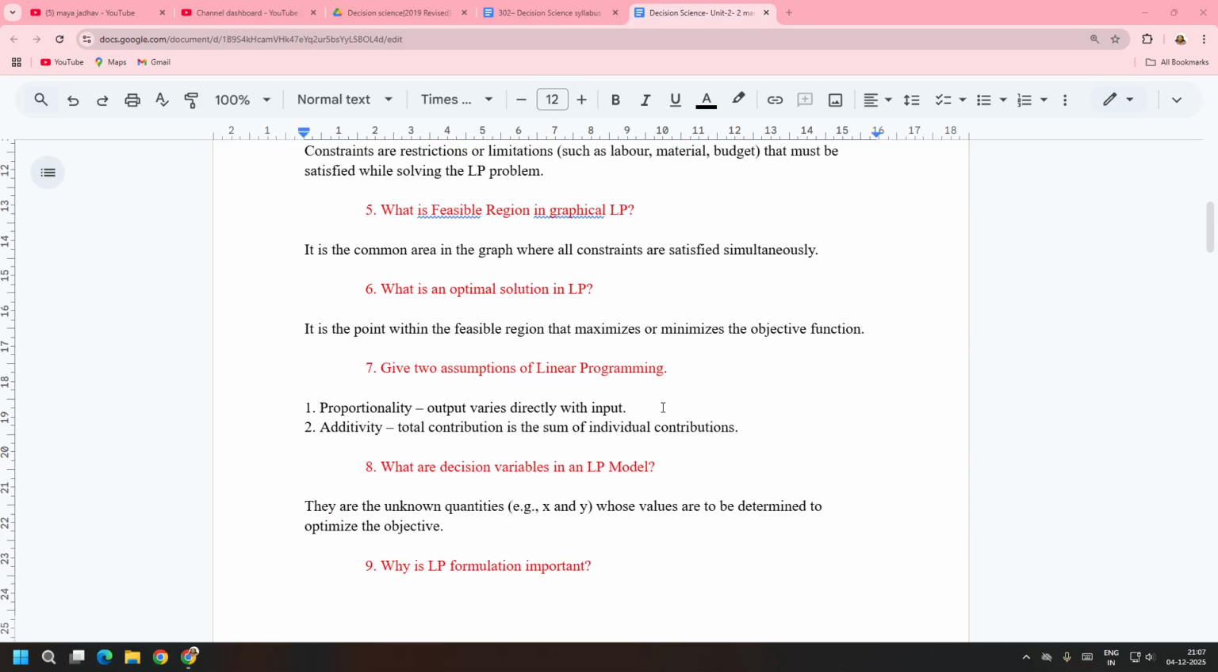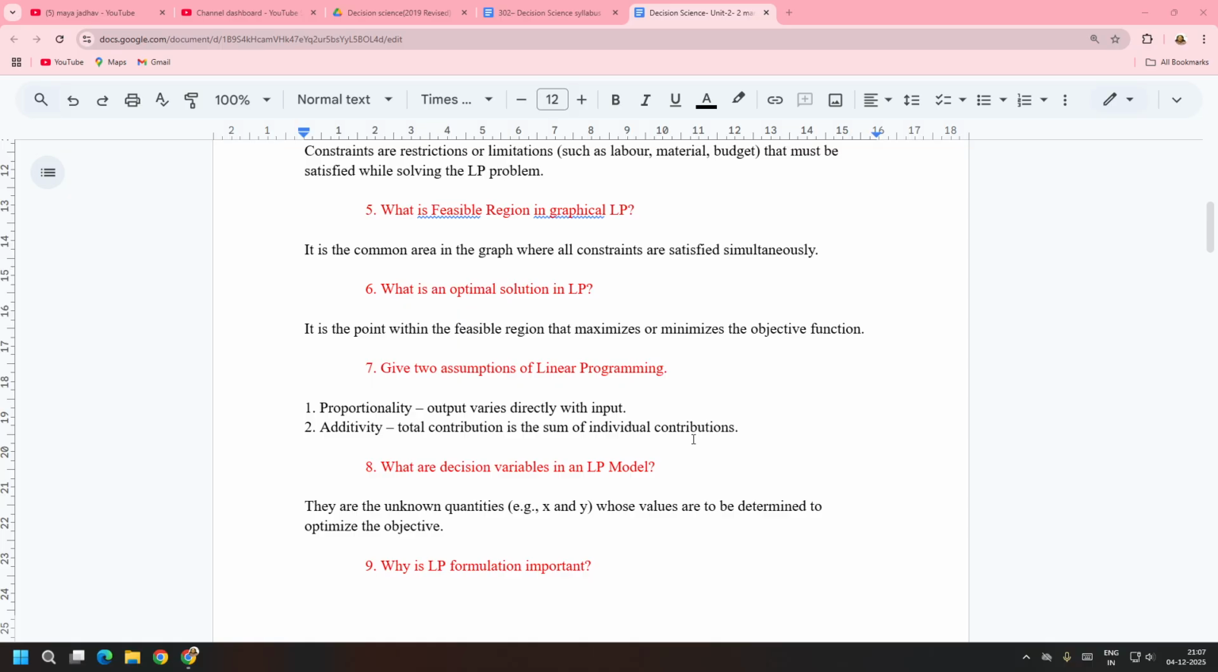Give 2 assumptions of linear programming. Number 1, proportionality. It means output varies directly with input. Number 2, additivity. That is, total contribution is the sum of individual contributions.